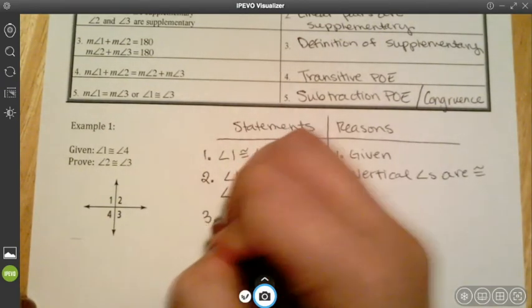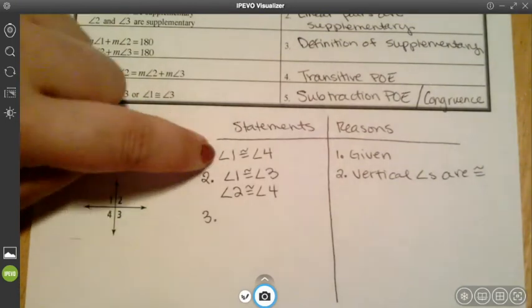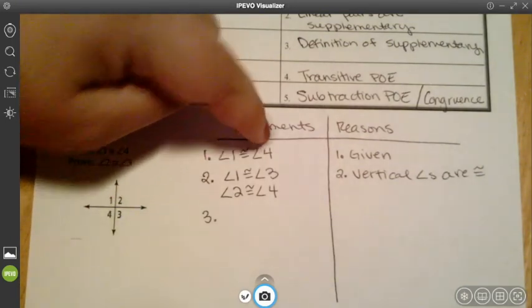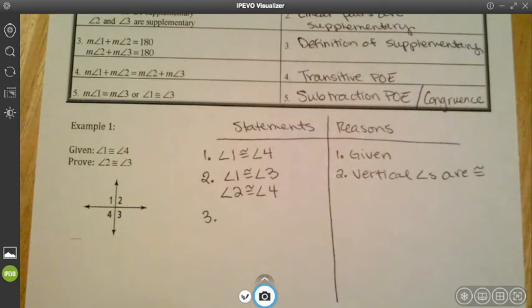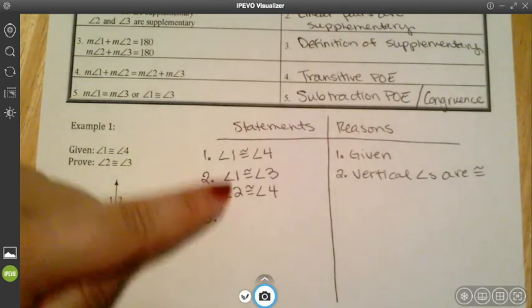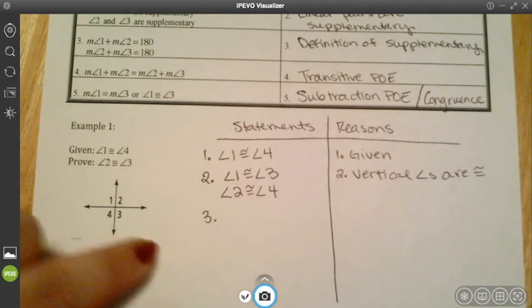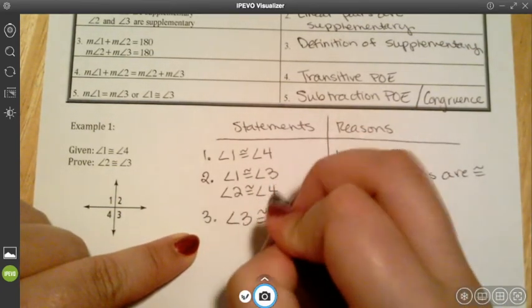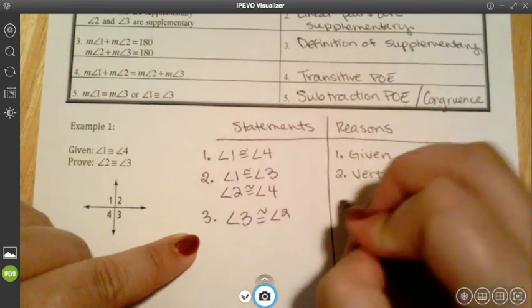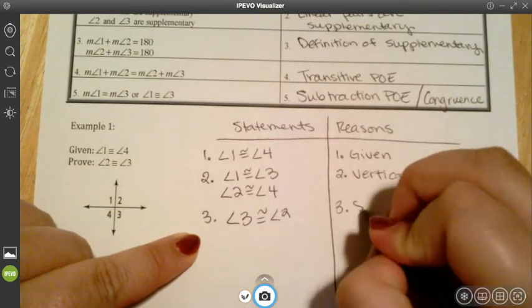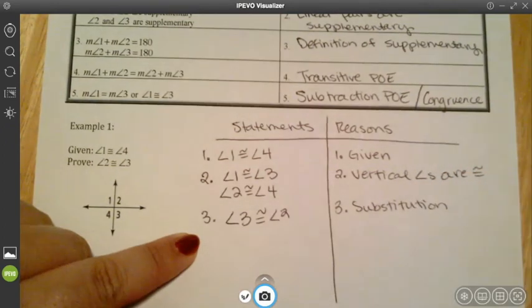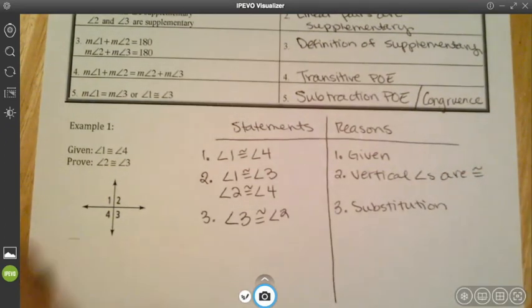So then what is our next step? Well, like I was saying, we have a statement in terms of angle 1 and 4. We'd like it to be in terms of angle 2 and 3. And so we can now substitute our congruences. Instead of angle 1, I'm going to write angle 3. Instead of angle 4, we write angle 2. And that is the substitution property. And remember, you don't have to write the word property for substitution or distribution.